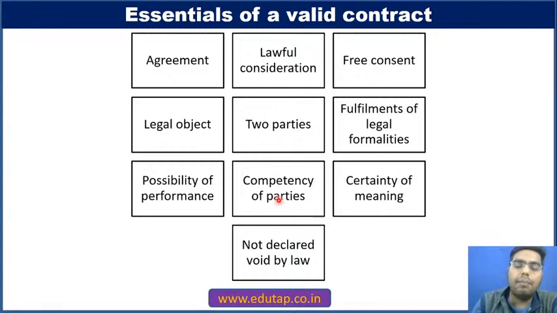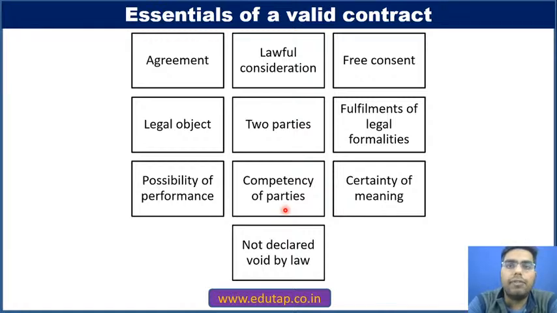Next is competency of parties. Both the parties should be competent. That means both the parties should not be minor. Both the parties should not be lunatic. Lunatic means they both should not be mad. At the time of making the contract, they should not be drunk. About the competencies of parties, I will be discussing in much detail in this video only. But among the essentials of a valid contract, the most important is that they should be competent.